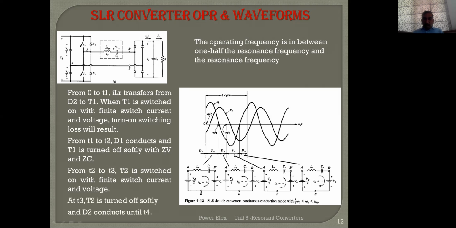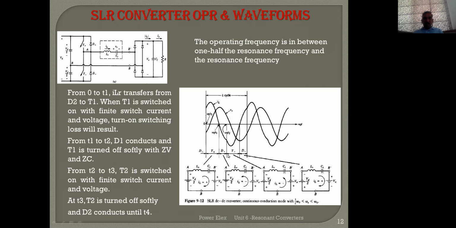From T1 to T2, T1 is conducting, as discussed, and then T1 is turned off. From T2 to T3, T2 is switched on with finite switch current and voltage. See, at this point it is getting turned on, meaning finite switch current is there. At the same point, if I check, we see some finite voltage across the load.